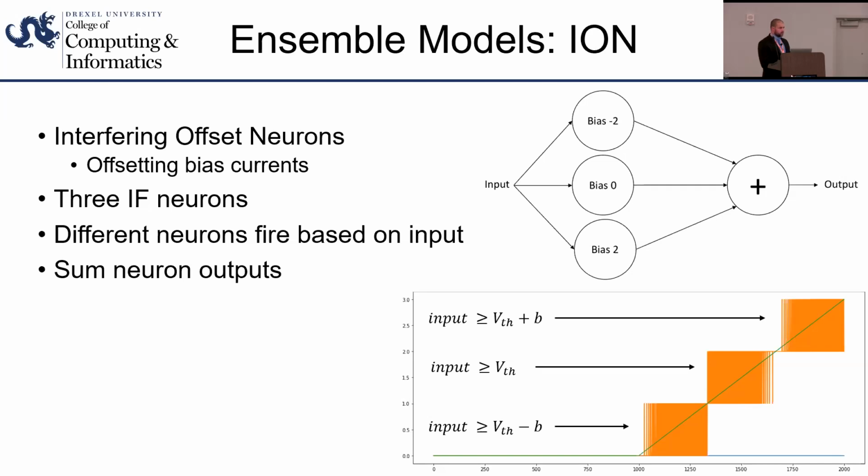Shown on the bottom right is an example of input and output from this model. In orange is the activity of the ION model, and green is the activity of a ReLU. So when the input exceeds the threshold minus the bias, we get activity from 1 neuron. When it exceeds just the threshold, 2 of the neurons fire. And then when it exceeds the threshold plus the bias, we get activity from all 3 neurons. And one of the advantages of this implementation is it can be adapted to allow for graded output for negative inputs as well to give us a negative output. But here, we're just approximating a ReLU function. So this is how we utilized it for this classification.